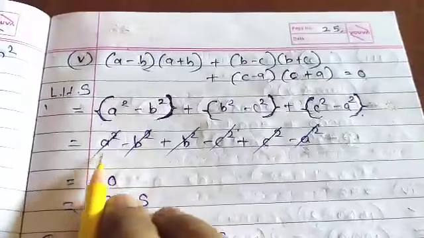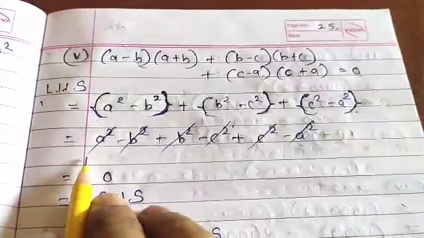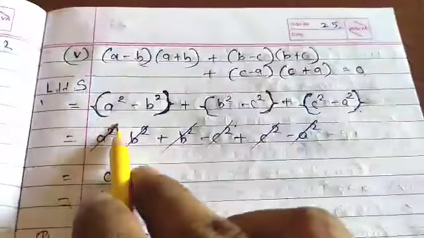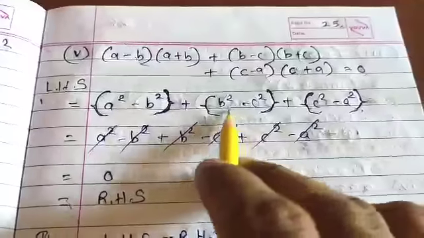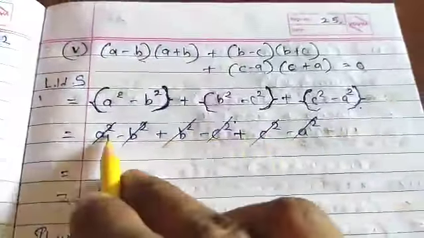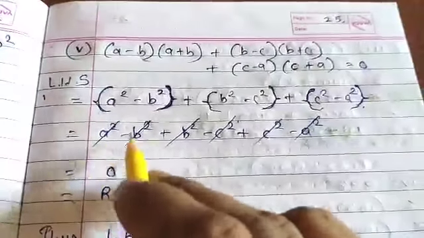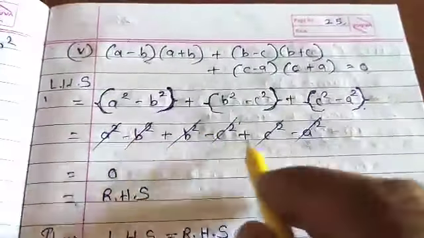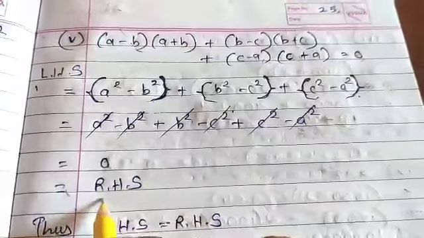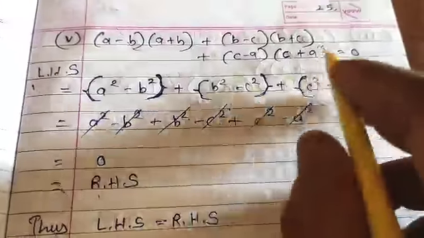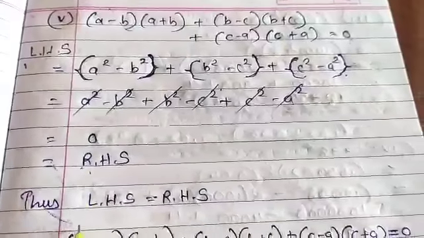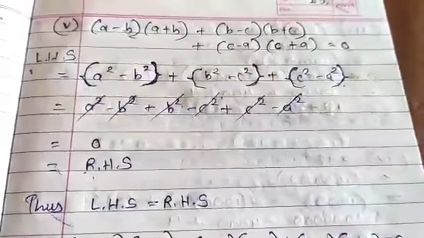Which identity do you have to apply? That is the identity of a square minus b square, which gives (a plus b)(a minus b). Then when you open the bracket, here you will get a square minus b square plus b square minus c square plus c square minus a square, and see if anything is possible to cancel. Positive a square and negative a square will get cancelled, negative b square and positive b square will get cancelled, negative c square and positive c square will get cancelled. So finally you will get the value 0, and see it is there in the right hand side. Yes, the values of both sides are same, so write down equals RHS. So we can say LHS equals RHS.